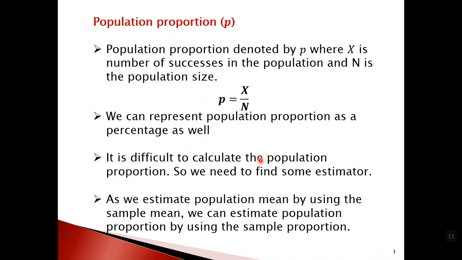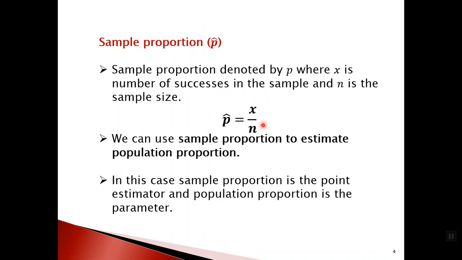It doesn't matter, but the problem is that it is really hard to calculate because of this N. Most of the time our population is really big, so we don't know the size of our population. So we have a problem, right? We cannot calculate this population proportion p without knowing N. To overcome this problem, we are going to estimate our population proportion.